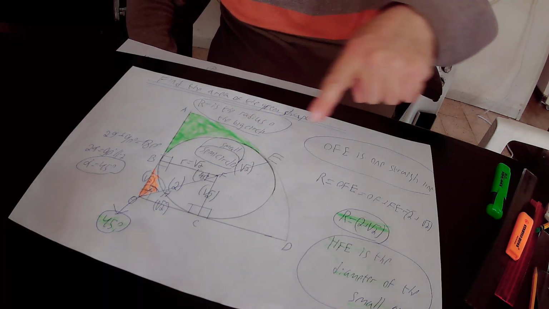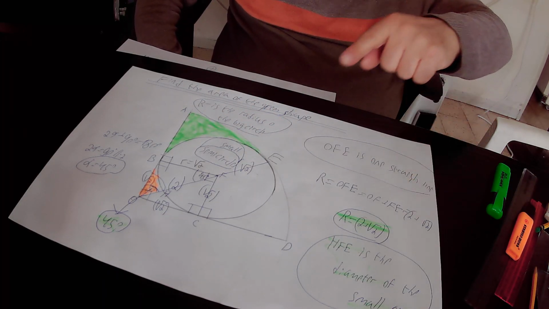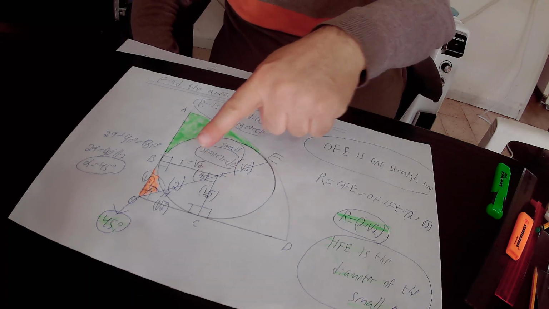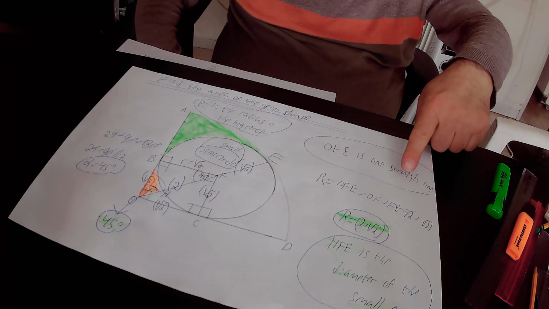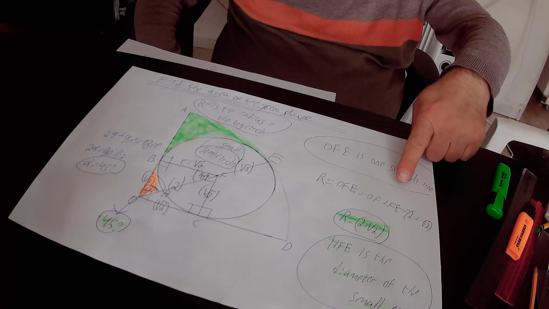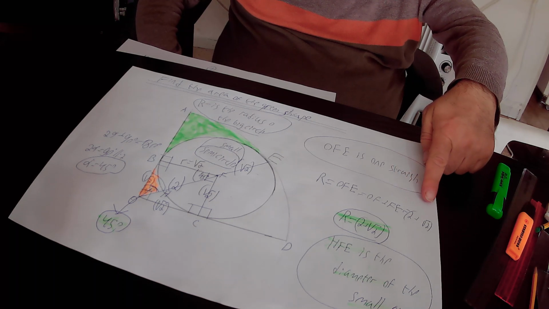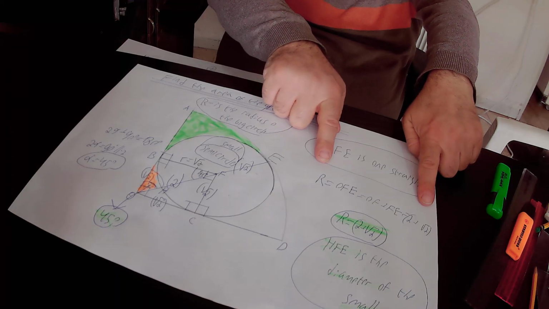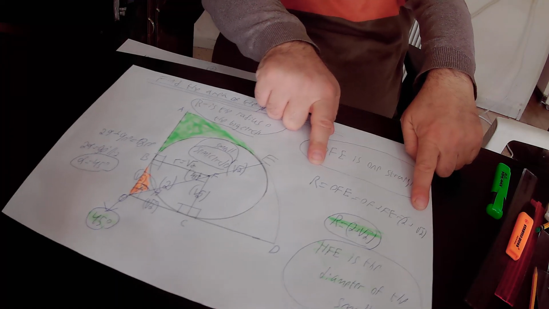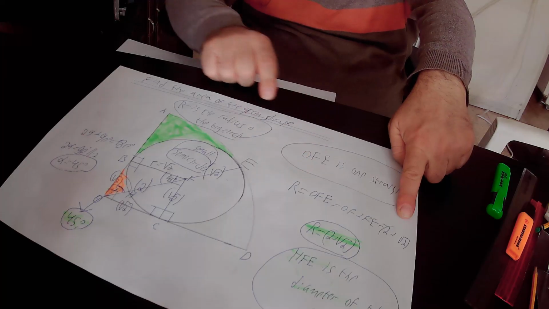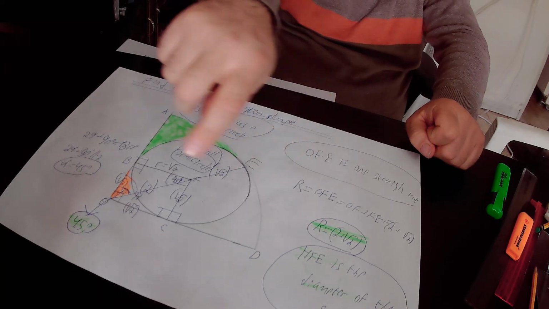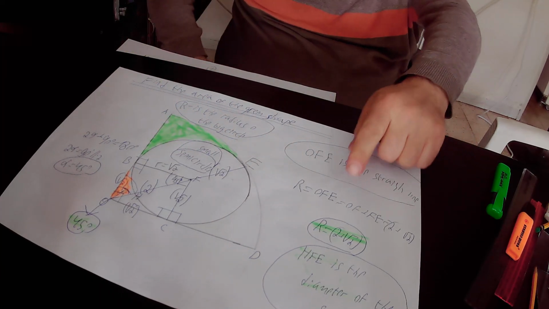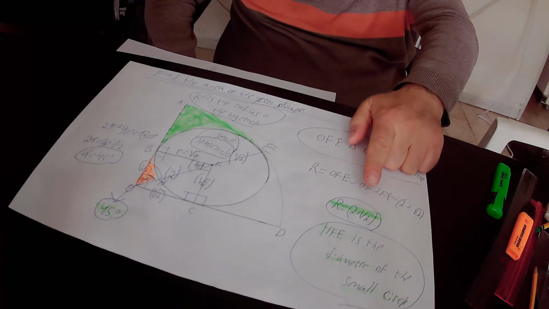Again, OFE equals OF plus FE. OF is 2 and FE is square root of 2. So in total, OFE equals 2 plus square root of 2 units. From this equation we derive that capital R equals 2 plus square root of 2. That is to say, capital R, the radius of the big circle, equals 2 plus square root of 2 units in length.